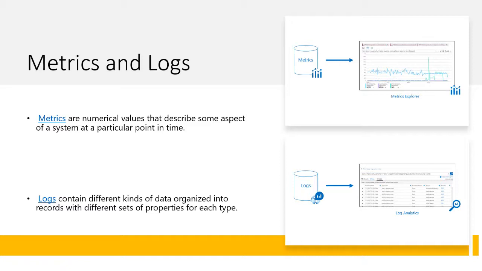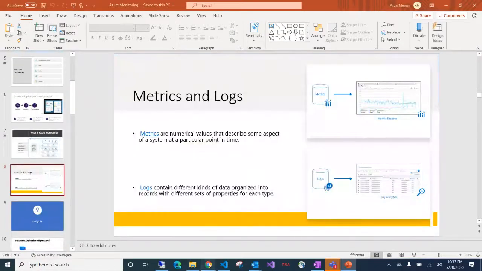This kind of data usually comes under metrics, while logs, as the name implies, are just a random collection of different kinds of data organized into records with a different set of properties for each type. I will just take a pause and quickly show you what metrics and logs are from the Azure Monitor point of view.